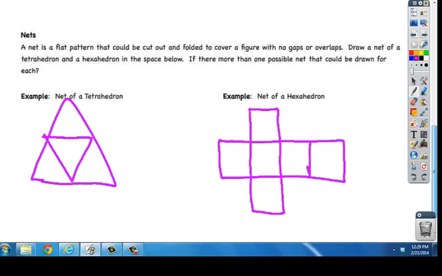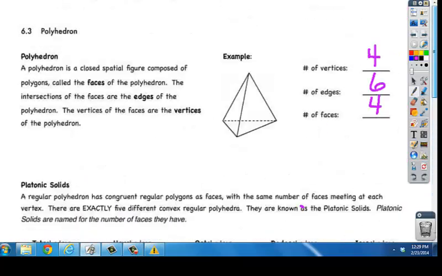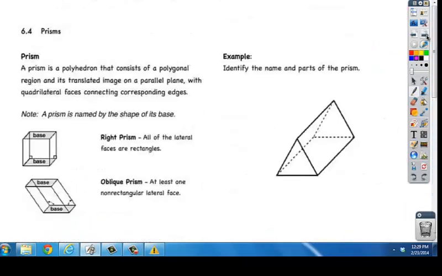Now there is more than one possibility that could be drawn for the hexahedron. What do you think about the tetrahedron? Can we draw that a different way? The next thing we'll be going on to is prisms, but that's for tomorrow.